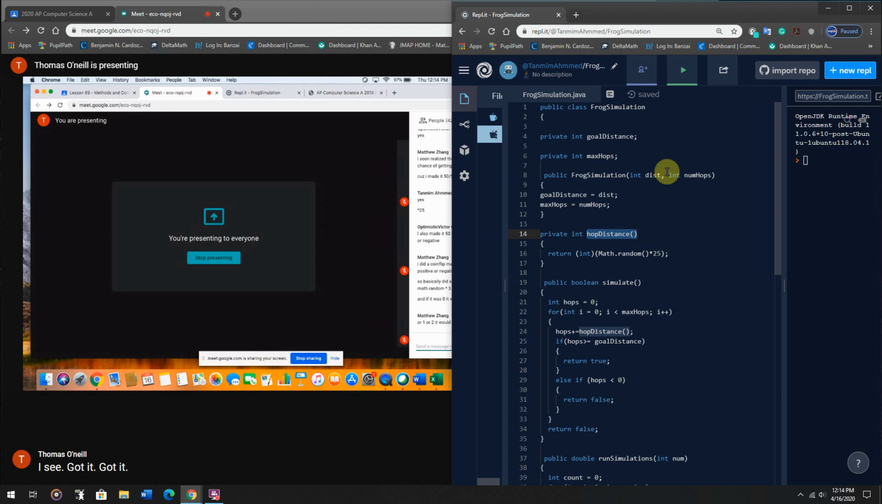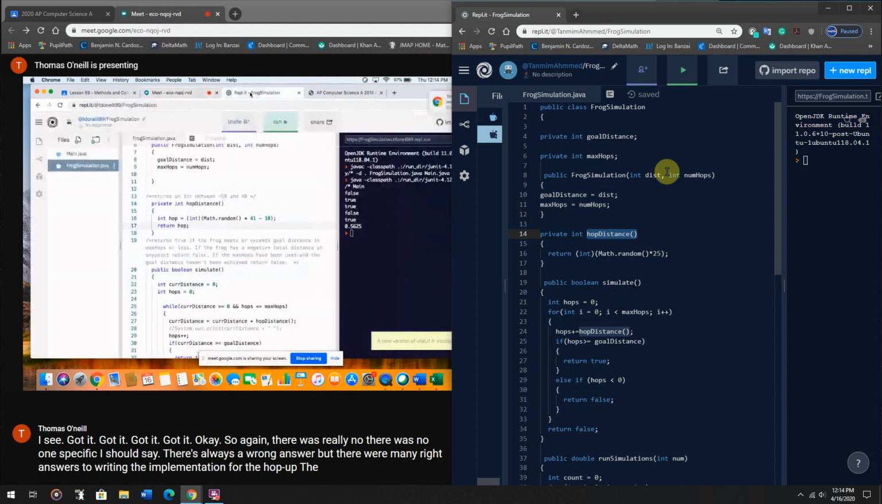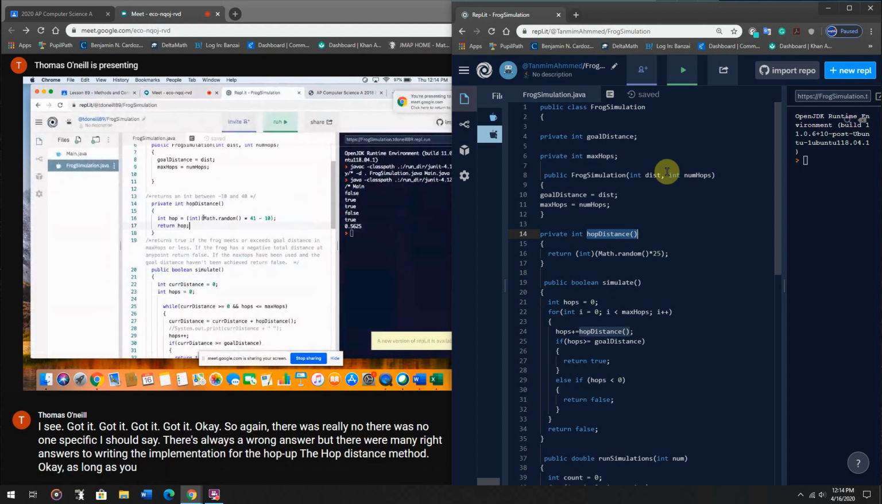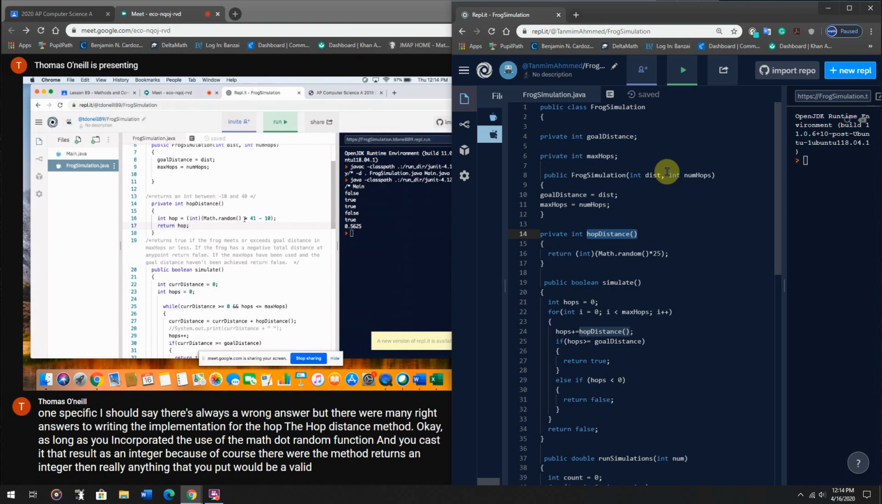Got it. Okay. So again, there was really no one specific, I should say, there's always a wrong answer, but there were many right answers to writing the implementation for the hop distance method, okay? As long as you incorporated the use of the math.random function and you casted that result as an integer, because of course the method returns an integer, then really anything that you put would be a valid implementation, okay?